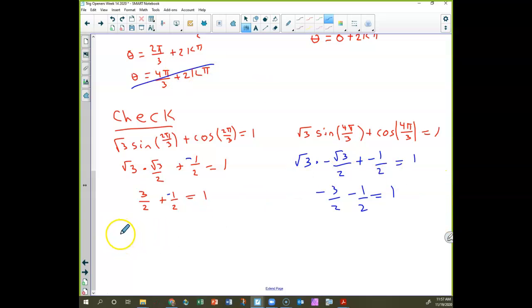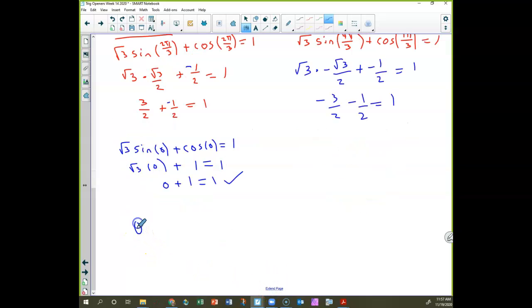All right, I got to check my last one. This is the easiest one to check. The square root of 3 times the sine of 0 plus the cosine of 0 is supposed to equal 1. Well, the sine of 0 is 0. So the square root of 3 times 0. The cosine of 0 is 1. And sure enough, 0 plus 1 does equal 1. That works. So now I'm ready to write my final answer. Theta is 2 pi over 3 plus 2k pi, or it's 0 plus 2k pi. We could just write as 2k pi.